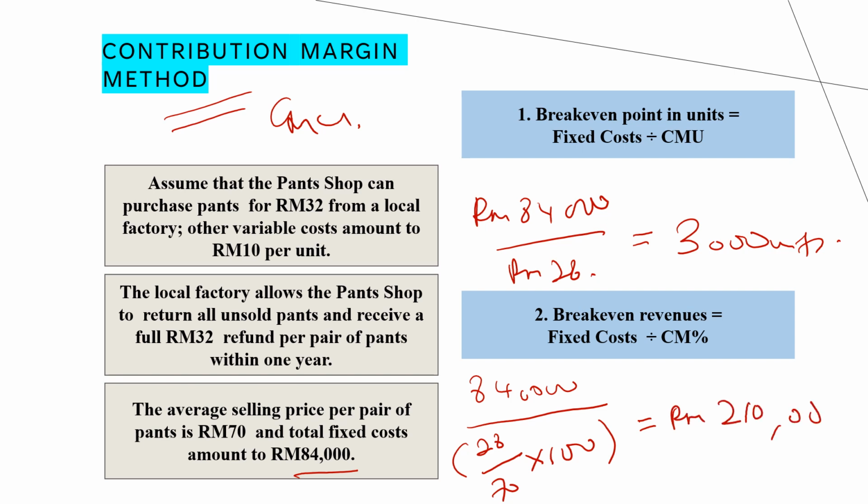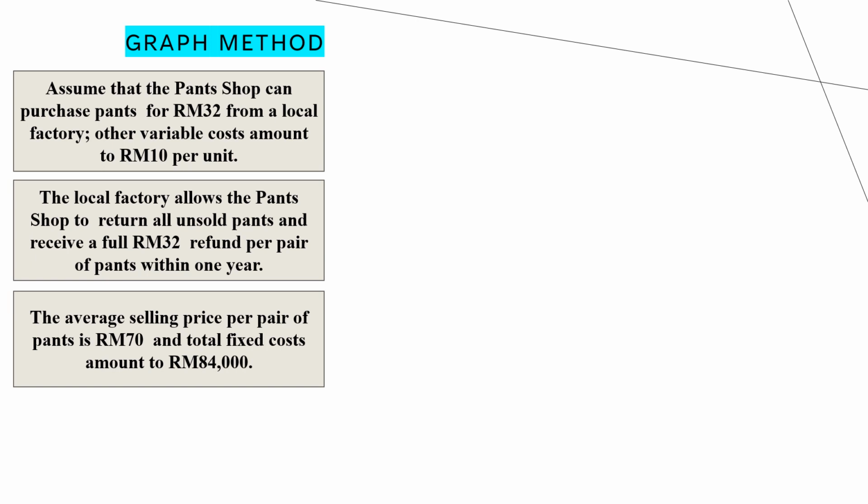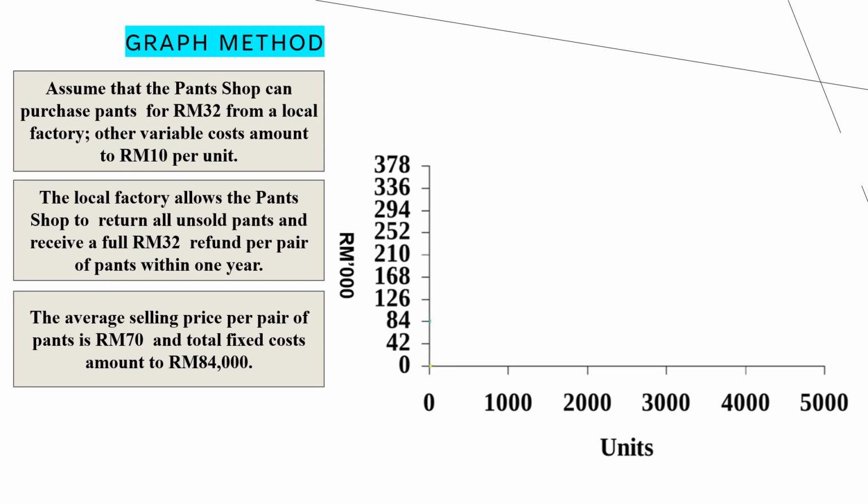210. Okay, so this is the break-even in terms of revenue. Now with these same questions, we want to get the answer through the graph method. So first we have to plot. I just estimate on the plots graph, and later on we want to draw the graph. So we need to first draw the total cost line.